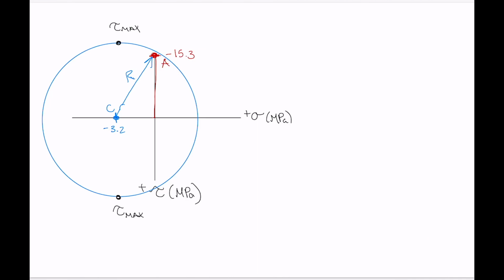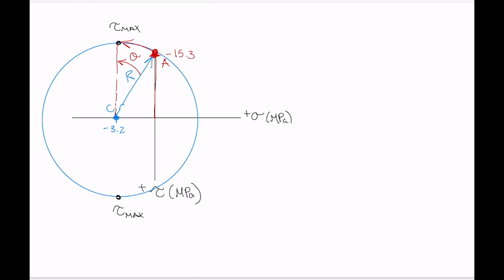Now, in order to go from point A, where we currently are, this is right on the circumference of the circle there, to our maximum shear stress, the easiest thing to do is just rotate over this way to get to that tau max, right? So we're going to rotate by an angle of, let's just say, theta there to get to tau max.